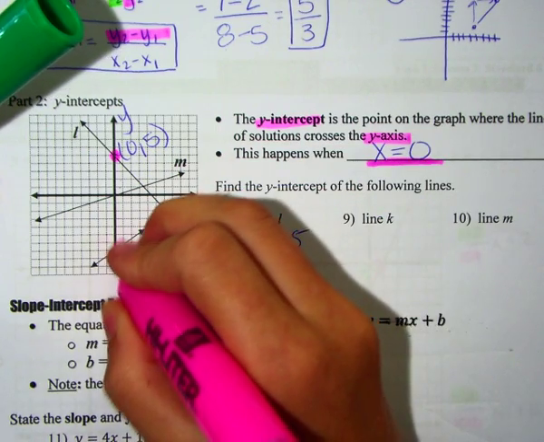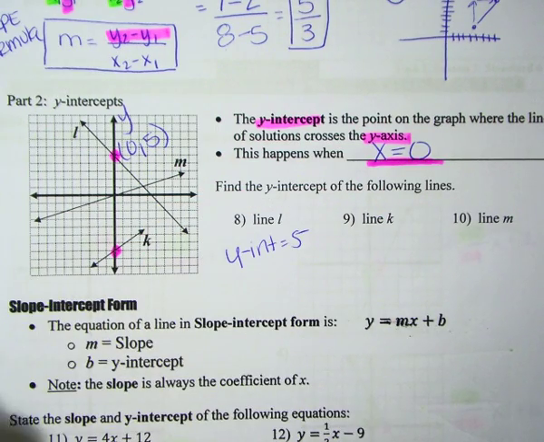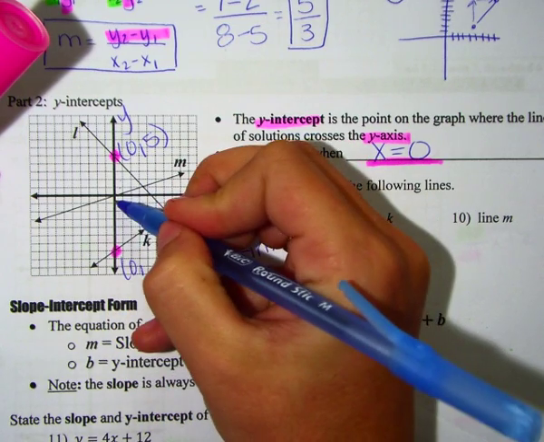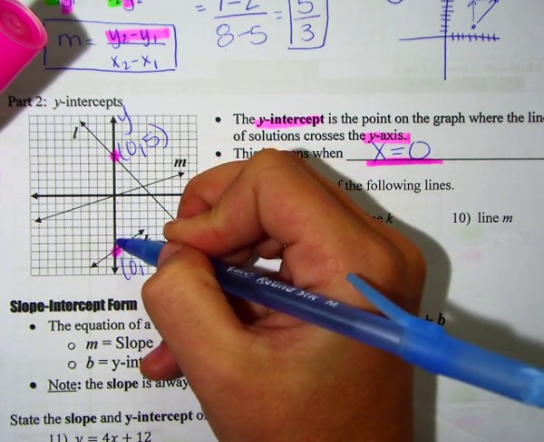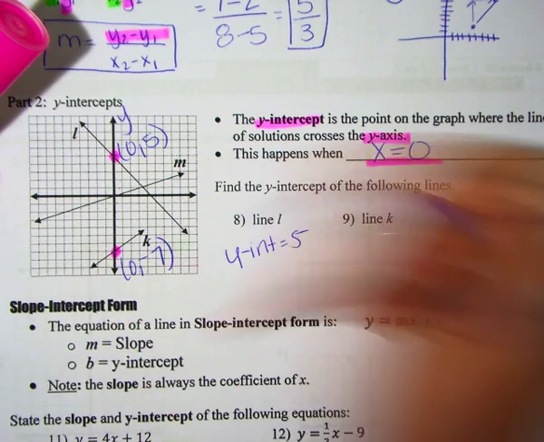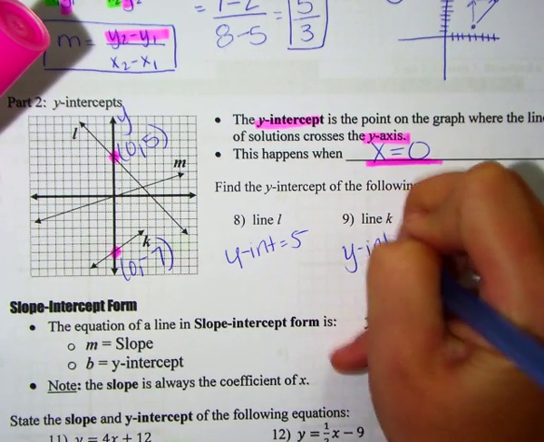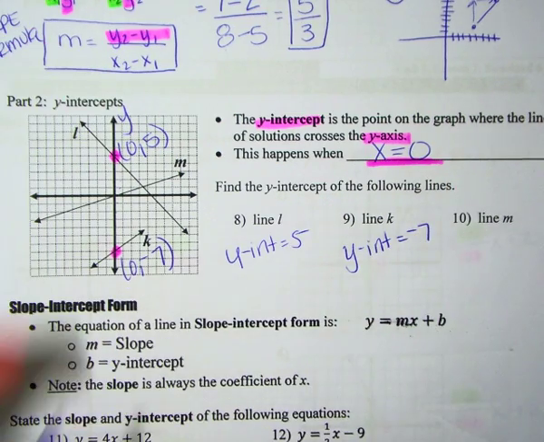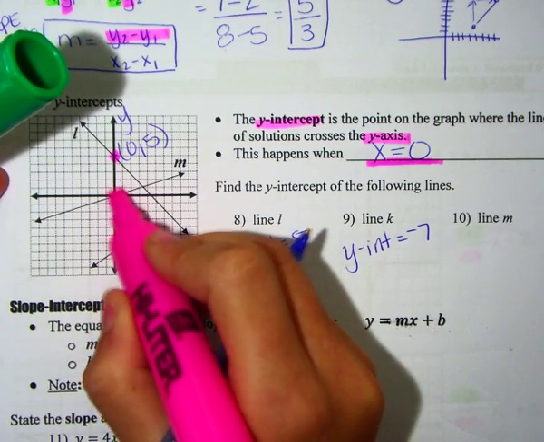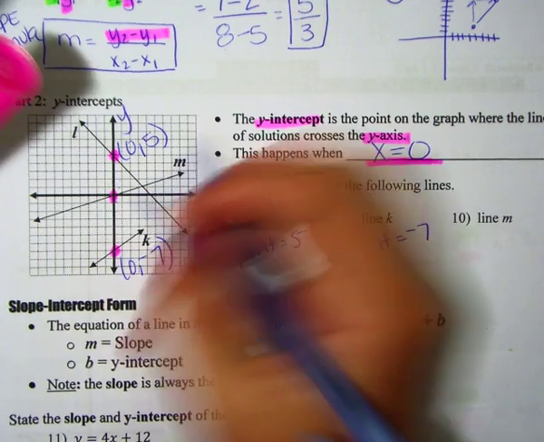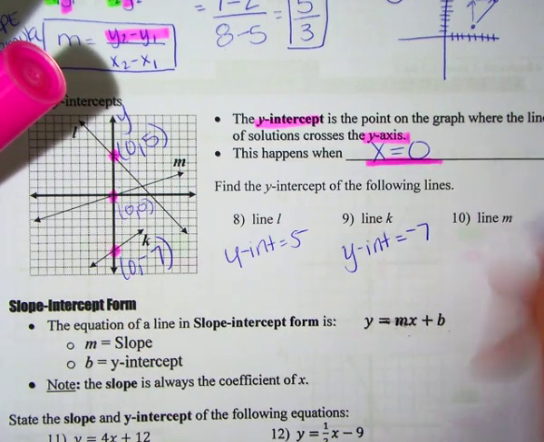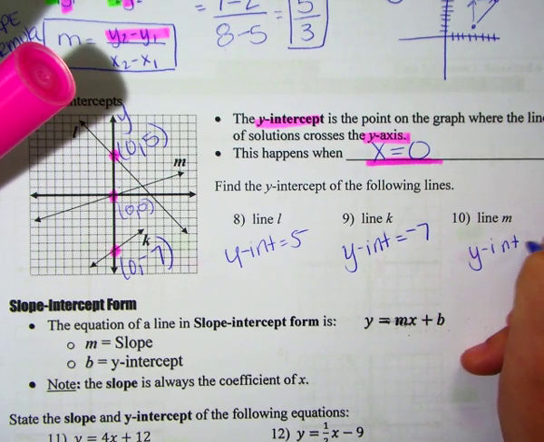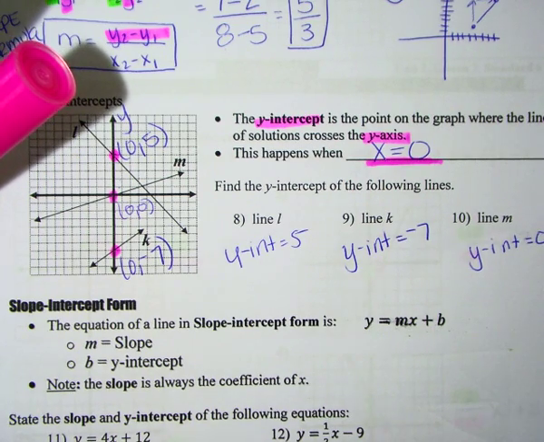Line K is down here. That's where it crosses the y-axis. That's at the point 0, 1, 2, 3, 4, 5, 6, 7, negative 7. So the y-intercept, meaning where it crosses the y-axis, is at negative 7. Line M, that's the point (0, 0). So line M crosses the y-axis at 0.